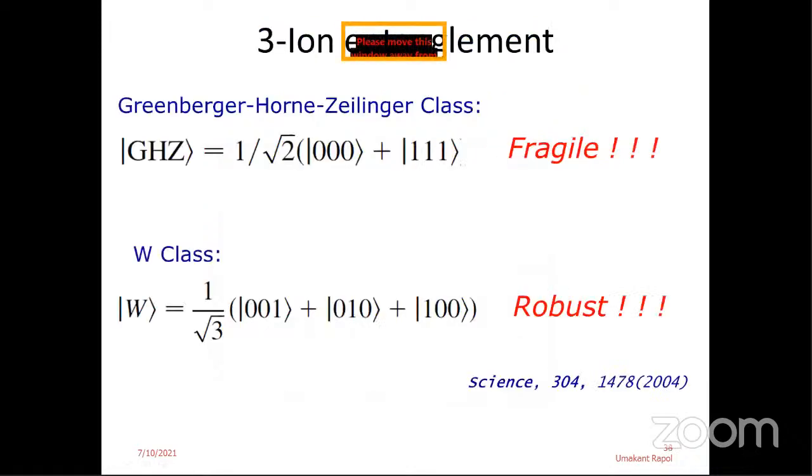Now one can create such states also, 3-qubit entangled states. So this is a GHZ state, Greenberger-Horne-Zeilinger state, where you have a superposition of all 3 qubits in the ground state with all 3 qubits in the excited state. So these are very fragile states. And then you have the W states, which are basically where either one of the qubits is in the excited state, and then you have a superposition of those. And these are quite robust.